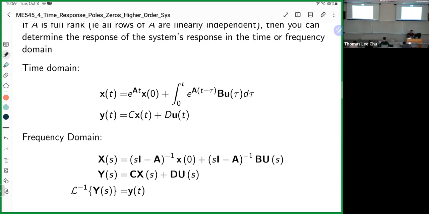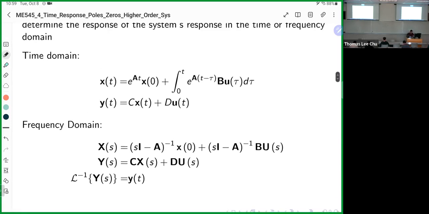Let me think about that as well. Anyway, here are the time solutions.